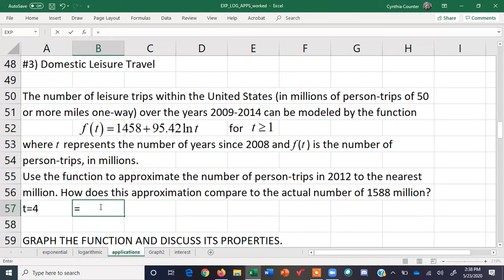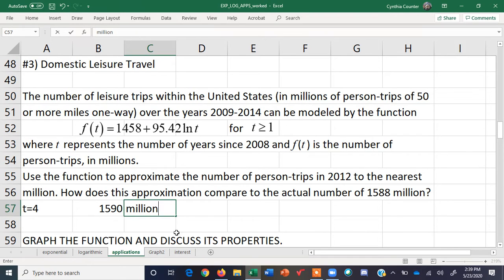So let's type in our function equals 1458 plus 95.42 times ln, and notice there's a function in Excel, ln, where now we just type the argument, which here is represented by t, and we're doing it for t equals 4. 1590 million. The actual value was 1588 million. Again, that's a pretty good approximation.